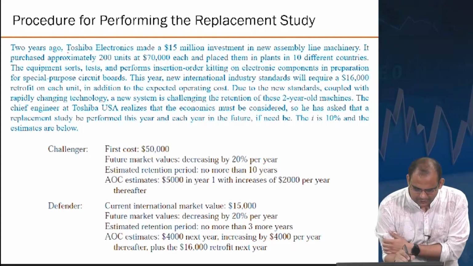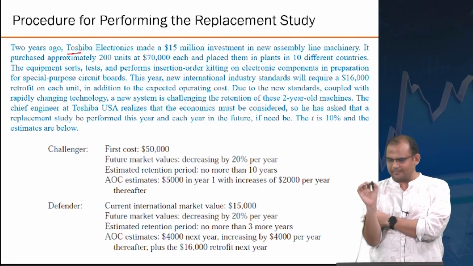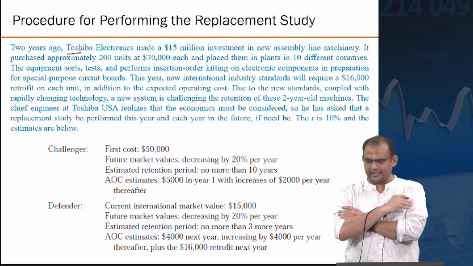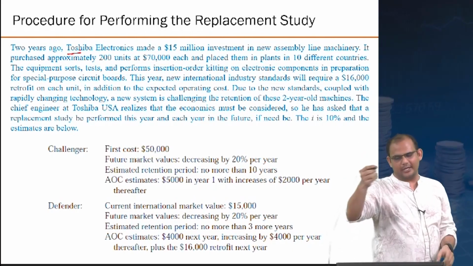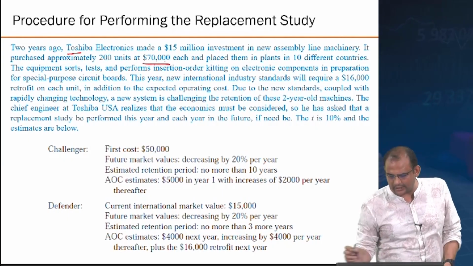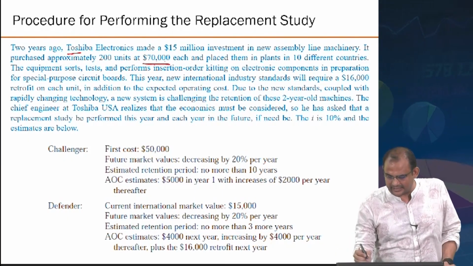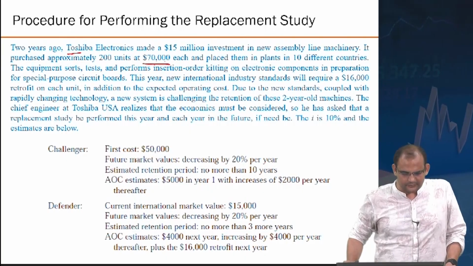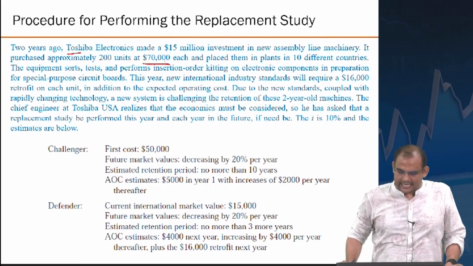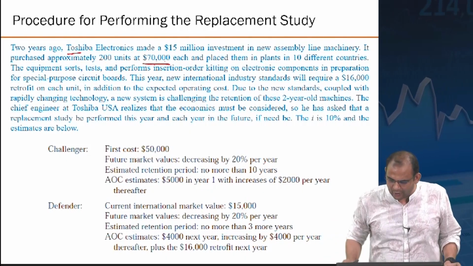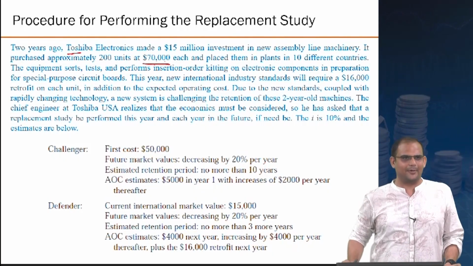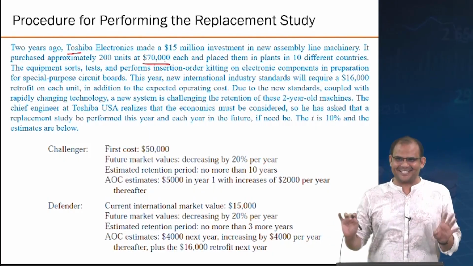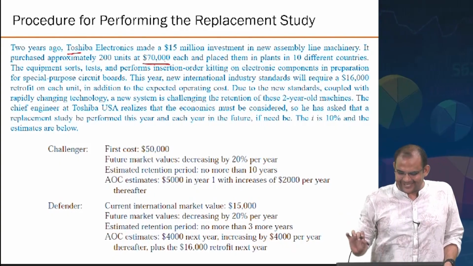Okay. So 2 years ago, Toshiba Electronics made a $15 million investment in new assembly line machinery. It purchased approximately 200 units at $70,000 each and placed them in plants in 10 different countries. Okay, the equipment sorts, tests and performs insertion, kitting on electronic components in preparation for special purpose circuit boards. I like these details to just confuse. There is basically no relevance.